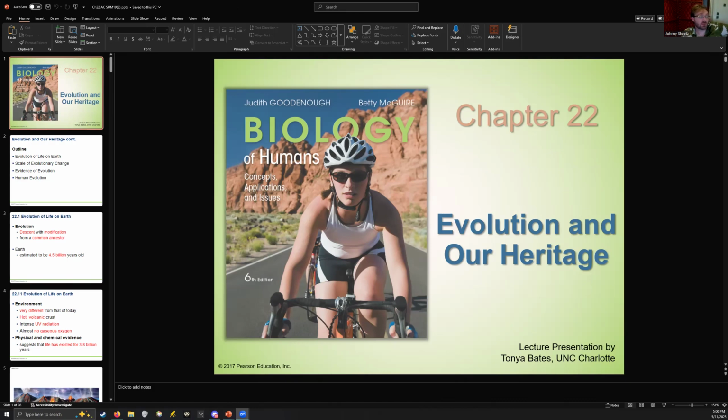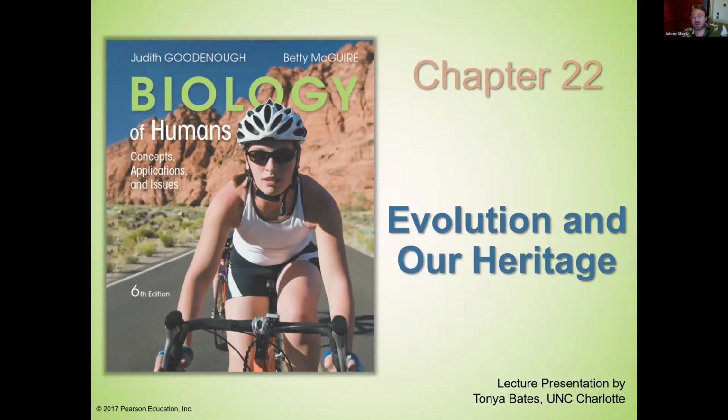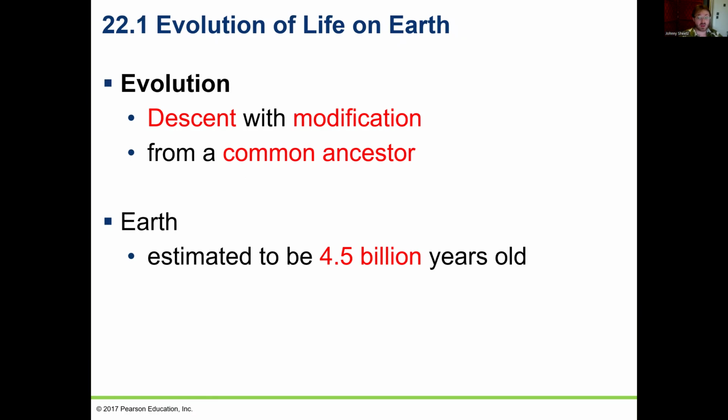Let's start with chapter 22, Evolution and Our Heritage. Slideshow from the beginning. There we go. So we're going to be talking about evolution and our heritage. Let's go over the outline for this. We're going to cover the evolution of life on Earth. We're going to talk about the scale of evolutionary change. We're going to talk about some of the evidence that supports evolution, and we're going to talk about how evolution has affected humanity.